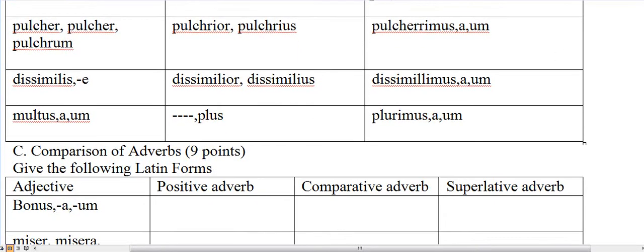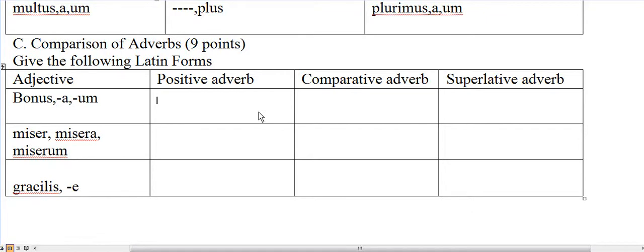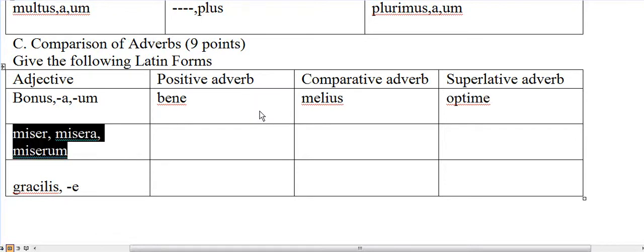Now moving on to the adverbs. Bonus is irregular. The positive adverb is bene. Comparative adverb is melius, and superlative is optime. You've got to memorize your five irregulars.